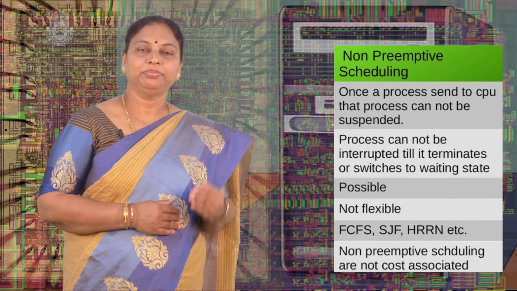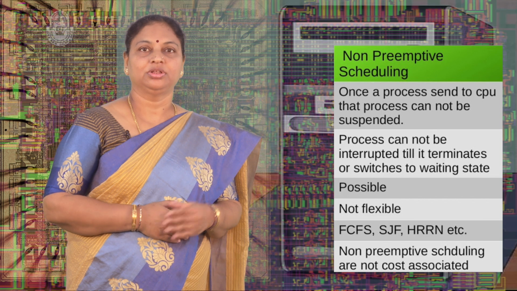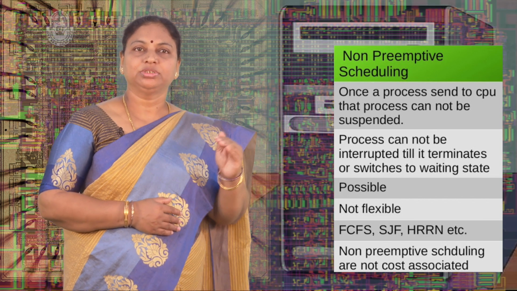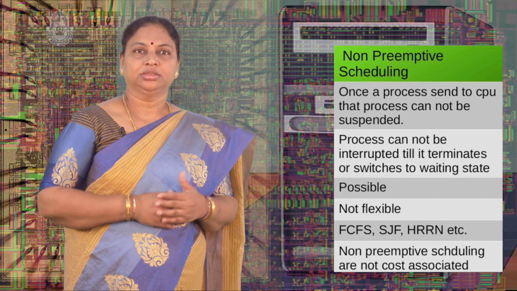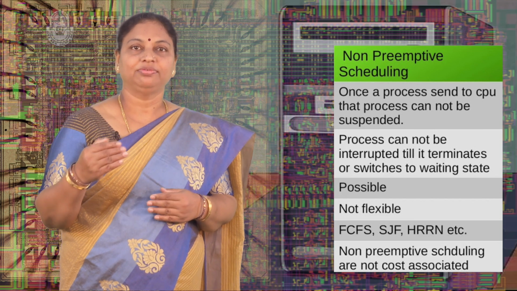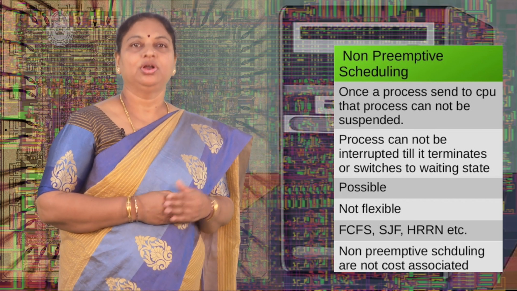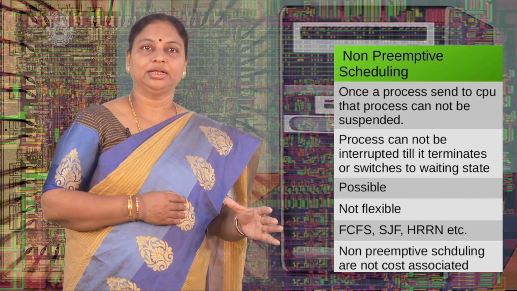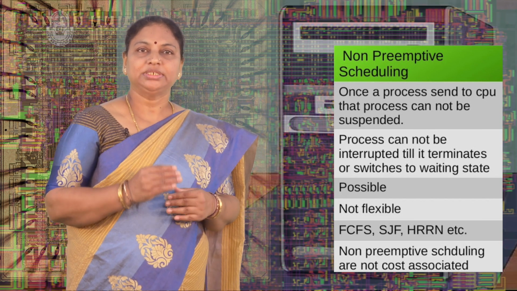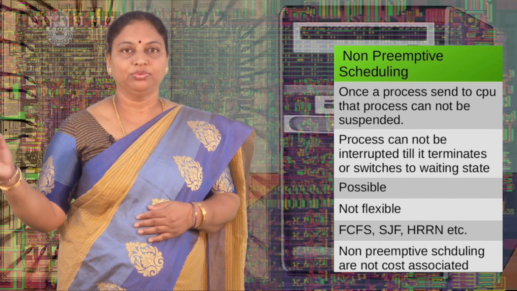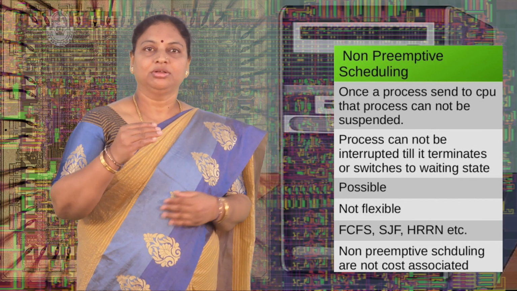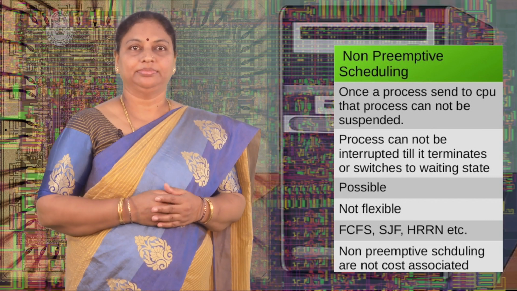Here in non-preemptive CPU scheduling algorithms, once the CPU is allocated to a process, the process keeps on doing the task until the process by itself releases the CPU, either by terminating, that is by completing the task, or by switching to do some IO or some interrupt work, that is by switching to waiting state.